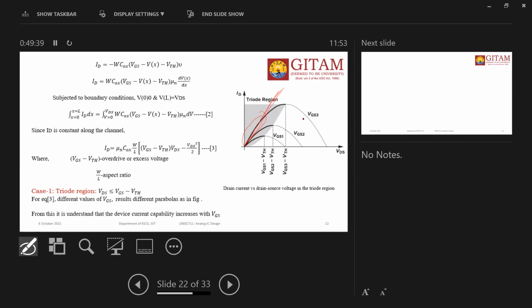So remember, this third equation is important for the linear region and triode region. This is the current equation, and this is for the NMOS. For the PMOS, only simple changes: put a negative sign and change mu n to mu p. Only two things. Put the negative sign, and change mu n to mu p. Mu p means hole mobility. Mu n is electron mobility. That is the only change required.